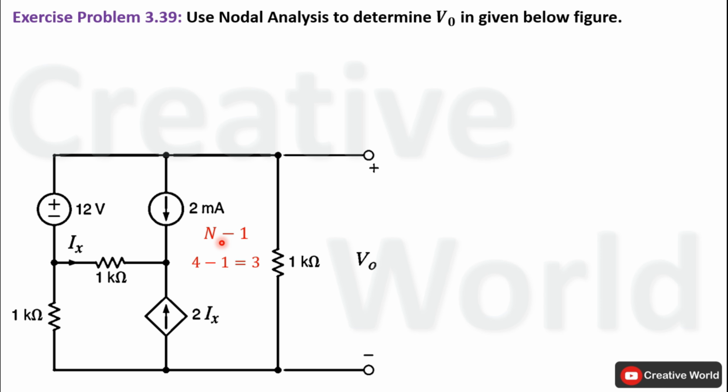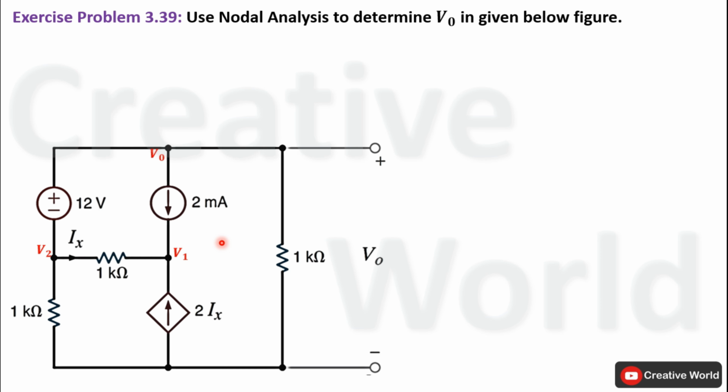In the next step, we have to label all unknown non-reference node voltages. We are considering this node as the reference or ground node. The other non-reference node voltages are labeled as V0, V1 and V2. Before we proceed further, if we observe, there is a voltage source connected between two non-reference nodes. So we cannot solve this problem using the simple nodal analysis technique. We know that if a voltage source is connected between two non-reference nodes, we have to switch towards the supernode topology.